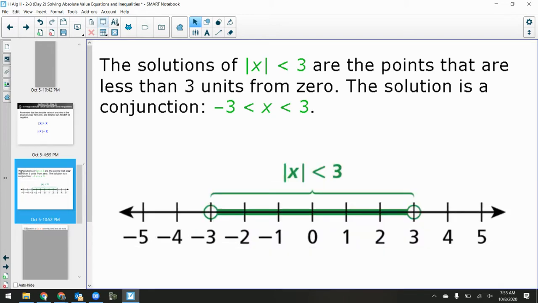You see it on your guided notes there. If I've got an open circle, that means it was just a less than. If I had a less than or equal to, it would be a closed circle. So what I'm getting at here is if you simplify the absolute value, get your absolute value on one side, number on the other, and it's a less than symbol, it's going to be an and inequality. It's going to be a conjunction.